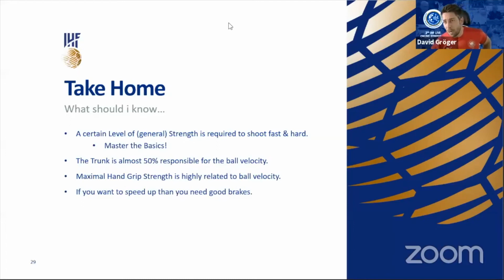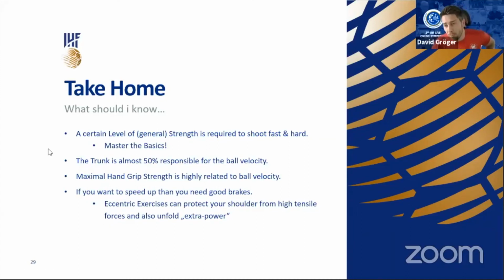If you want to speed up, then you need good brakes. That means eccentric exercises can protect your shoulder from high tensile forces, but also unfold extra power. If you have good brakes, your body knows the arm can be decelerated properly, and the potential of the acceleration will be unleashed. And throwing cannot be replaced by any fancy gym exercises. So think about that when you see your athletes throwing dumbbells or throwing cables in the gym. As I mentioned before, the closer we come to the specific movement, the bigger the interferences. So focus more on building strength around the throw or building good conditions and transfer it to the court.